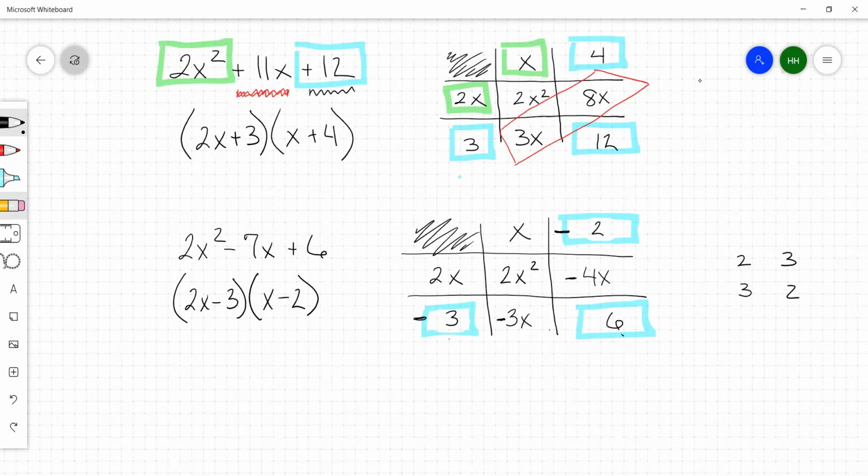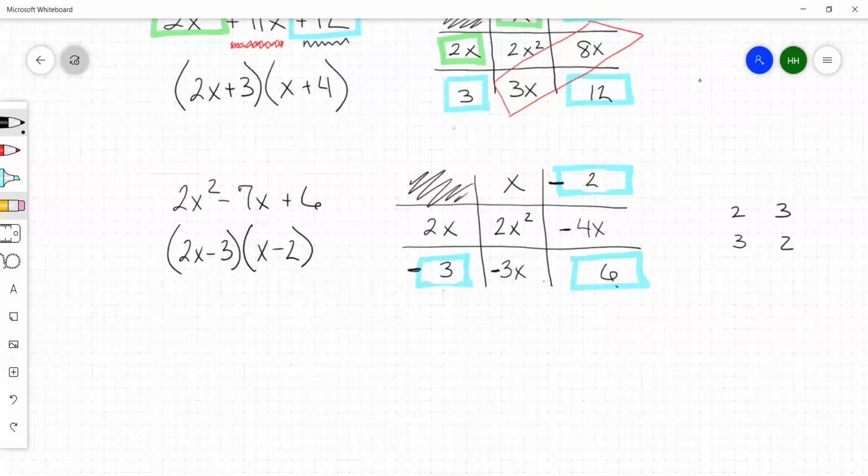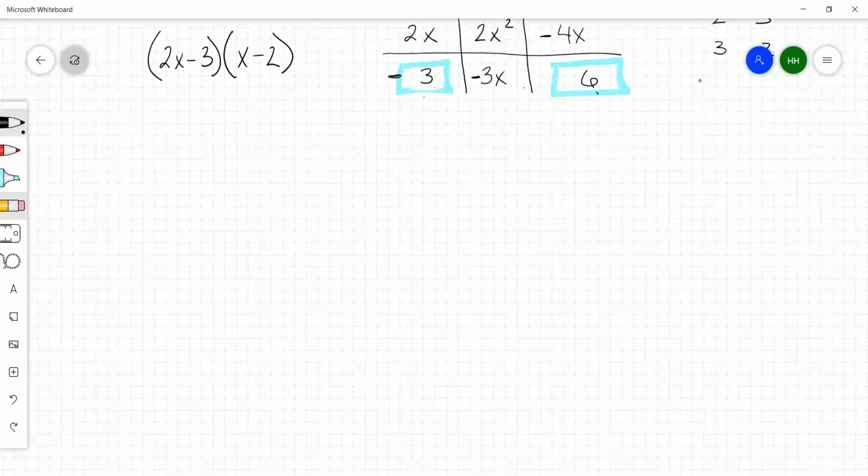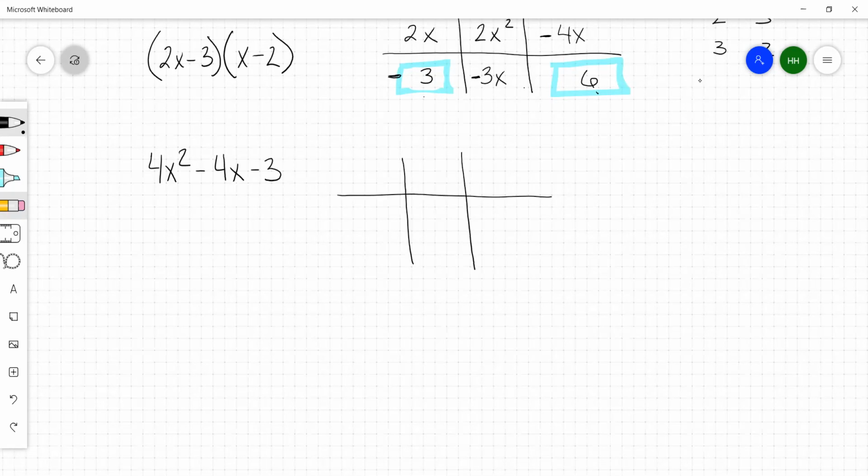All right, let's try 4x squared minus 4x minus 3. This is where it gets a little bit more fun, because when you draw your table now, you can't automatically determine your first factors, can you? Because this 4x squared could be 2x times 2x, or it could be 4x times 1x. Agreed? Good.